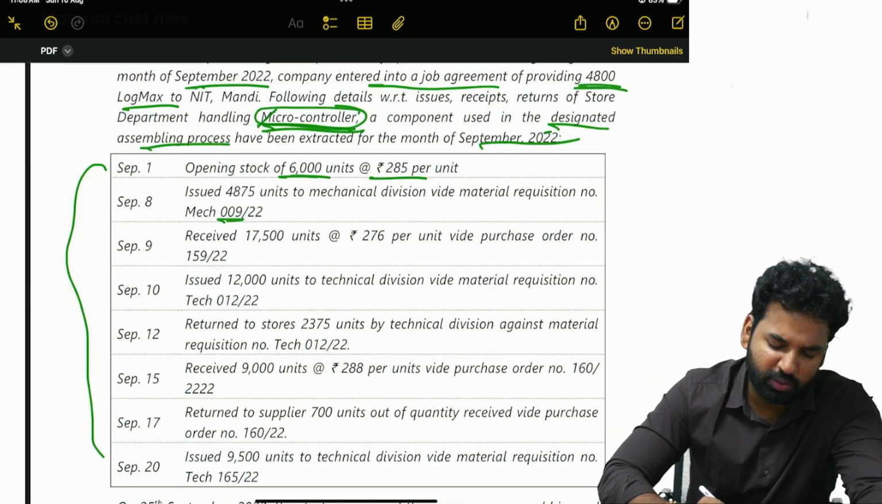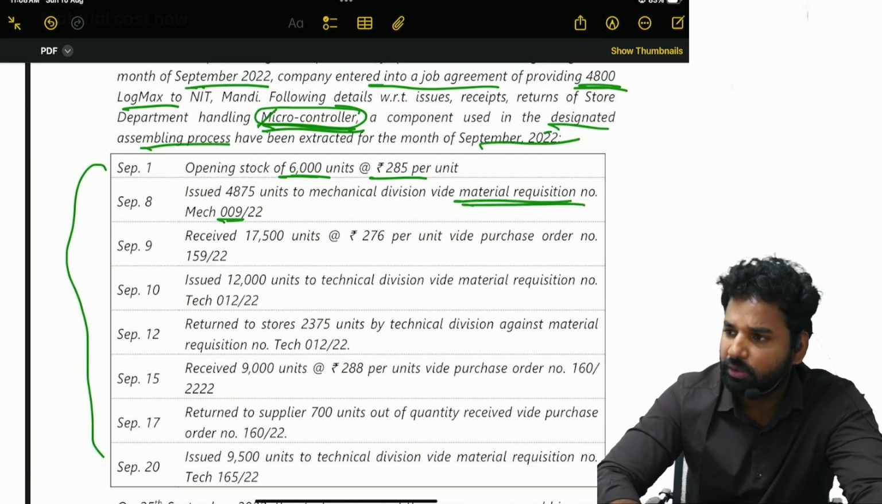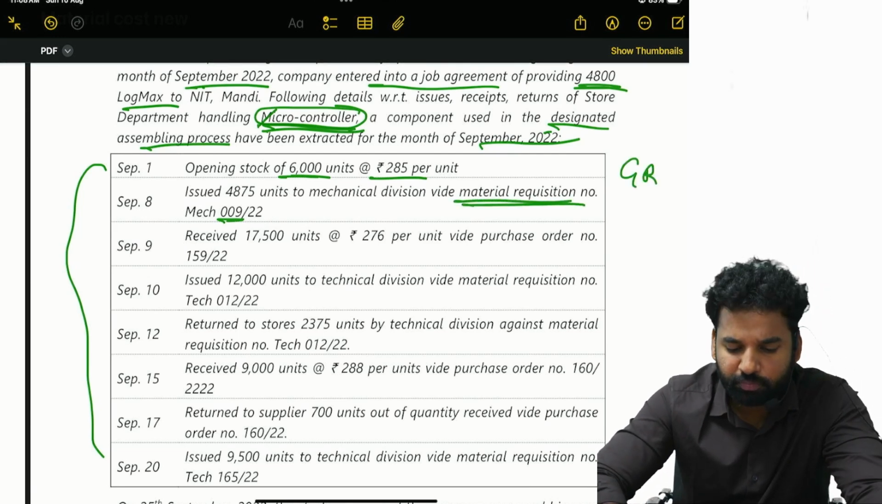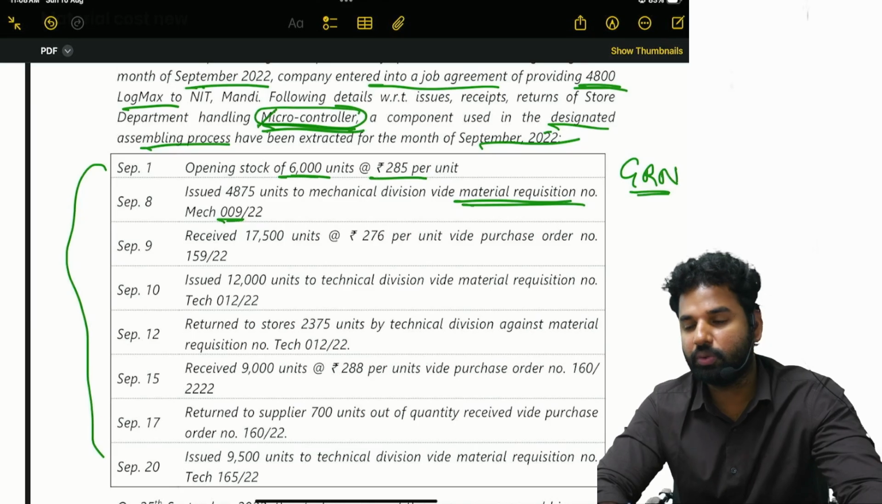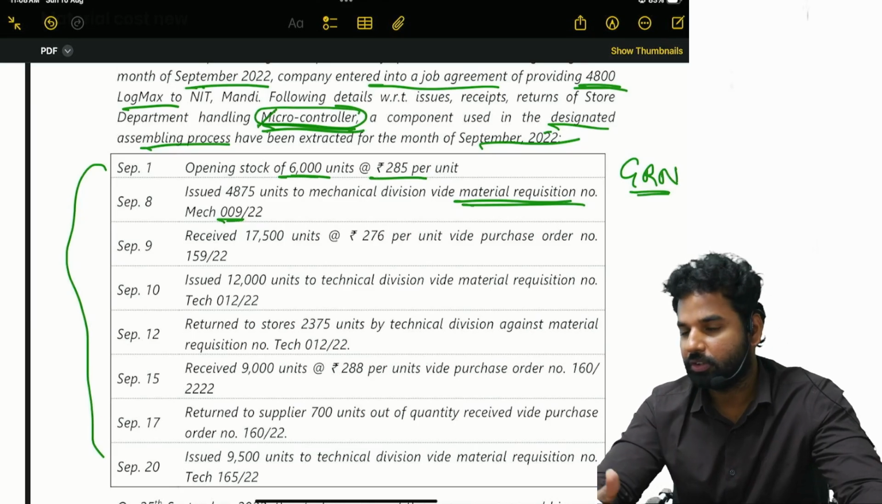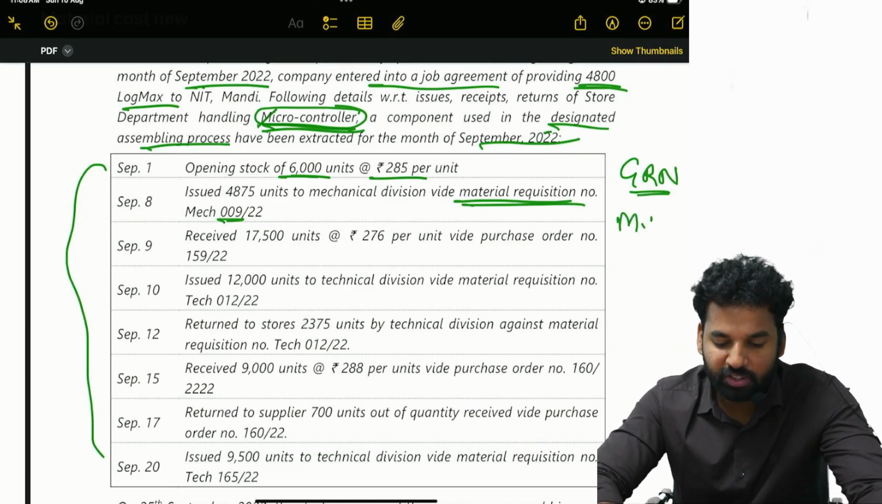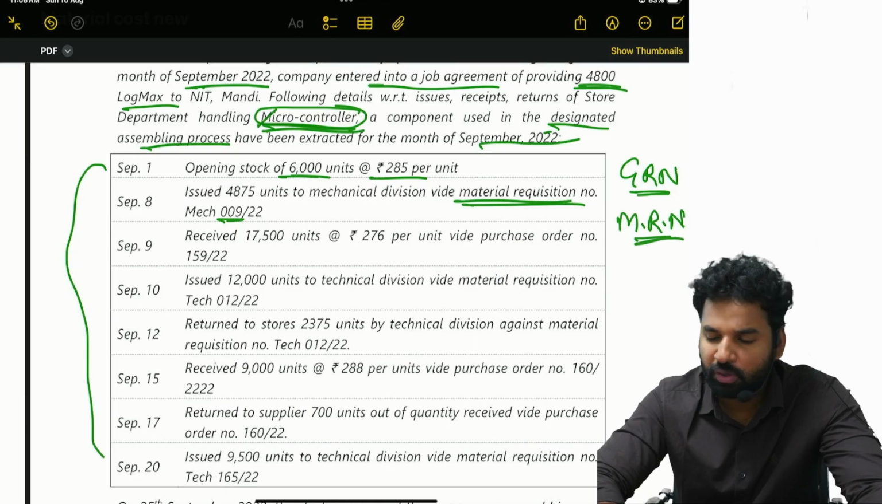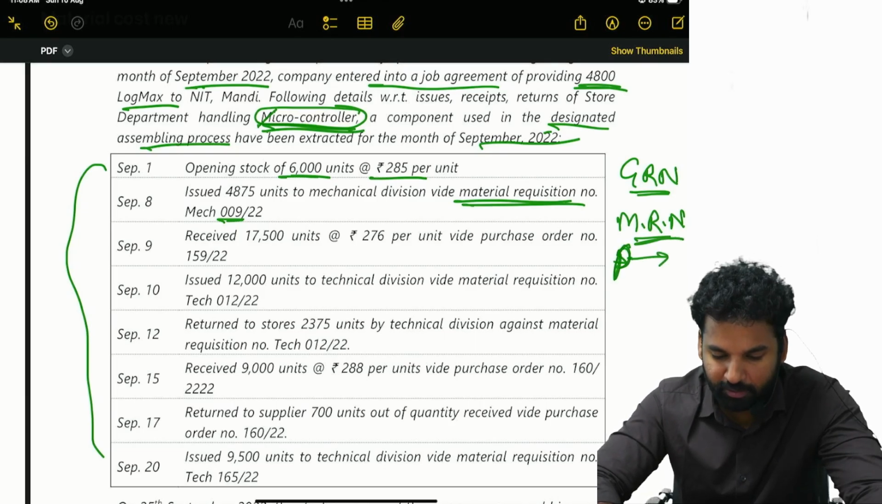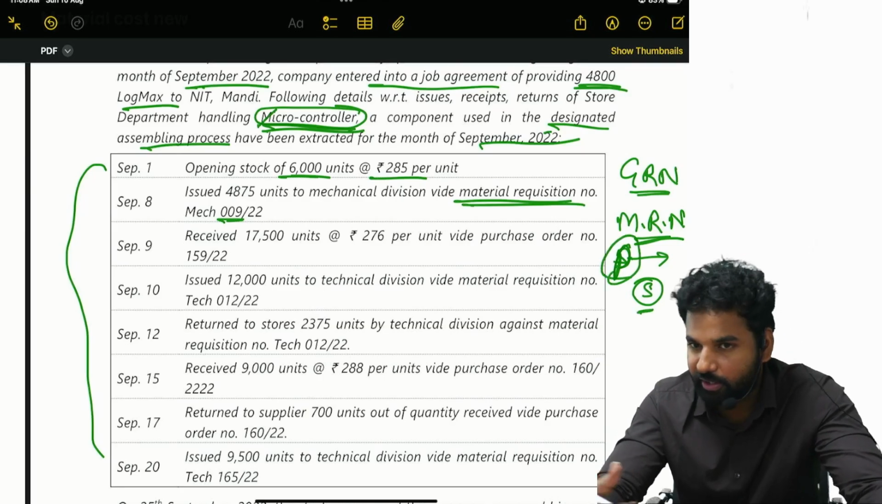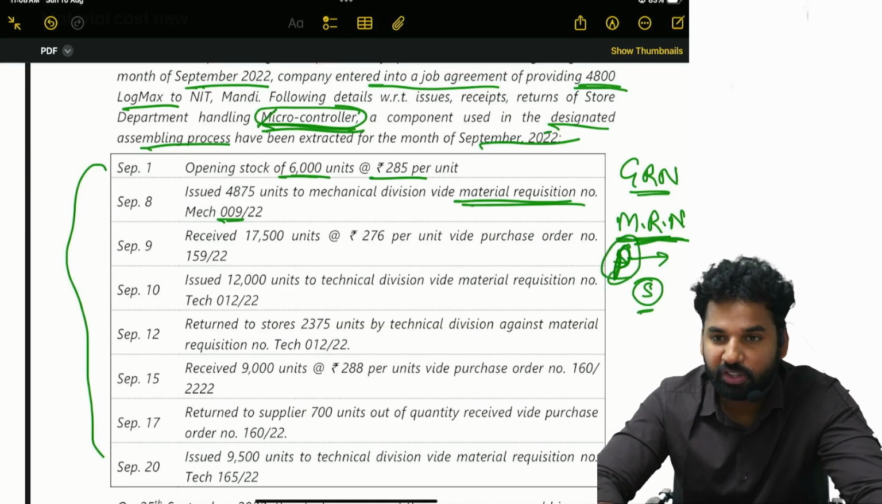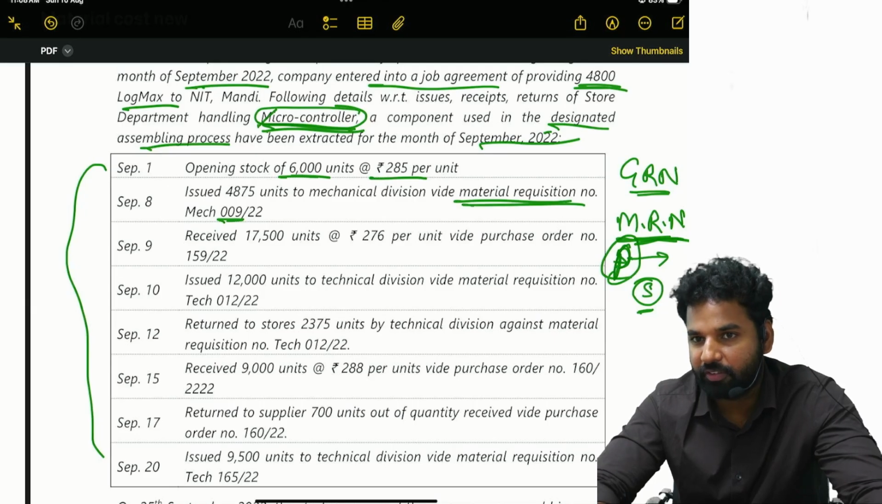You know this material requisition note and all. GRN, the goods received note, will be issued while receiving the materials. This we have said. Then the material requisition note: from the production department to the stores department, a note is issued saying these are the materials required. That is what the material requisition note, MRN, is.